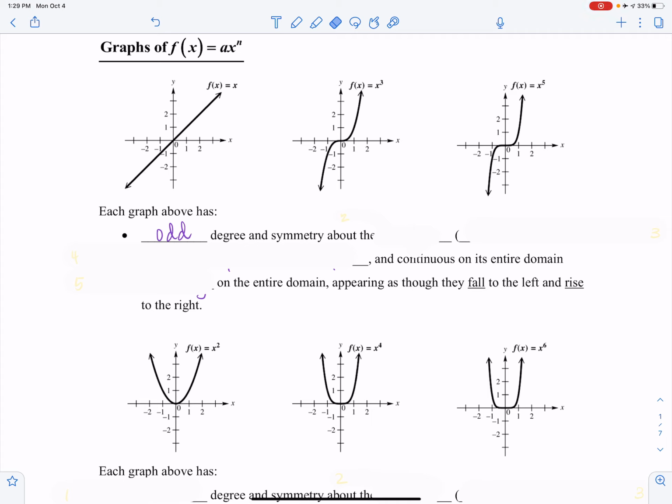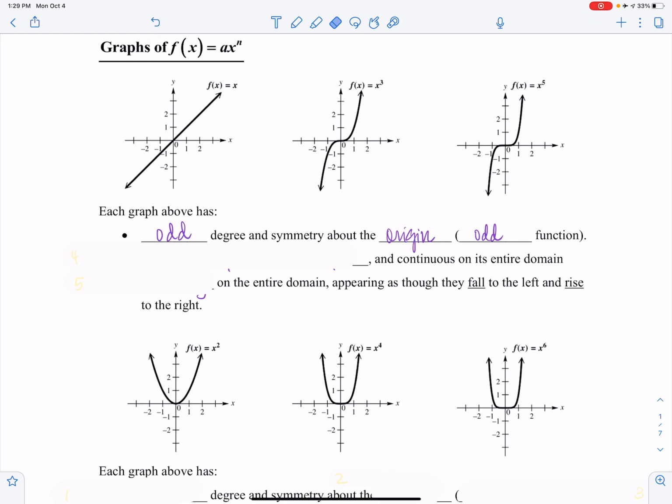Now take a look at the graphs. Not the equations, but the graphs, and ask yourself what's true about the symmetry. This was back, we covered this material for the last test. What kind of symmetry do we have? Well, each of them has origin symmetry. And remember that origin symmetry also means that I have an odd function.